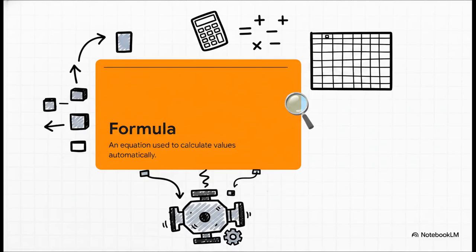First things first, let's define what we're actually talking about. A formula is simply an equation used to calculate values automatically. I like to think of it as the engine under the hood of your spreadsheet. On the surface, sure, you just see the final number, but underneath, that formula is constantly humming, ready to update the exact second you give it new information.